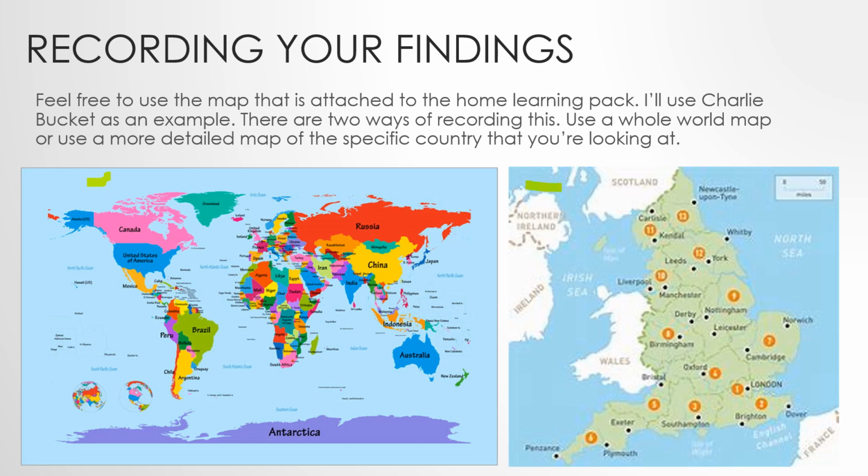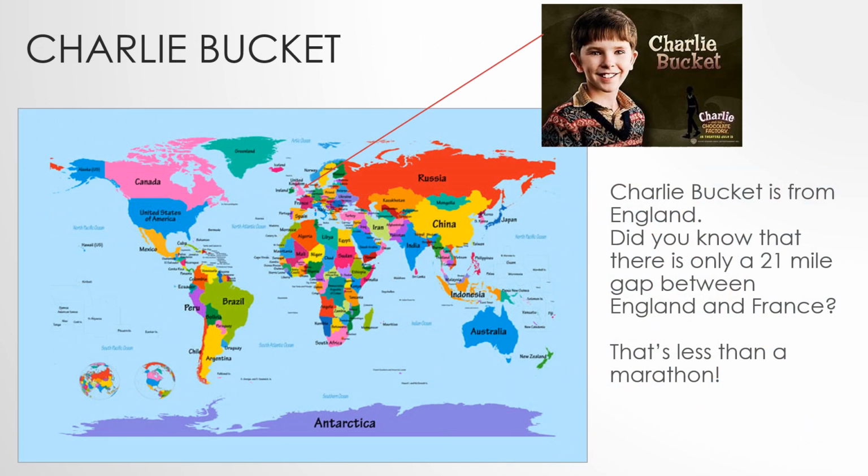So I'll show you how I did that. This would be me using a world map. I've just pointed out the country that he's from, which is England, and then I've added an interesting fact about England on there. So I've got a picture of Charlie here. I have added pictures for the characters you'll be doing on the home learning pack too. I've plotted on the map where he is from. So it's from the United Kingdom, it's from England. And then I've written just a little caption here, nothing too much. Charlie Bucket is from England.